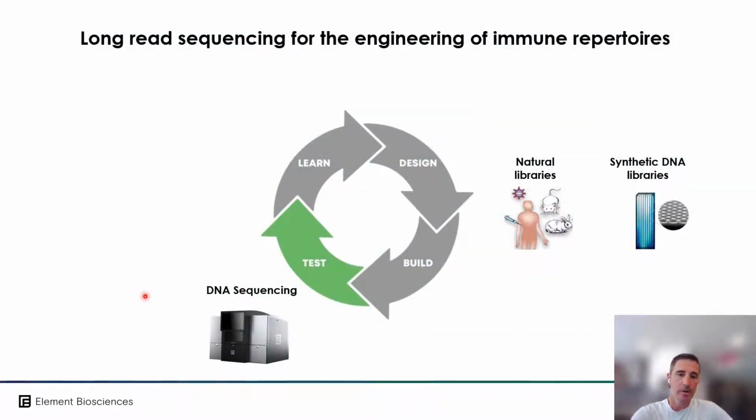First of all, a word or two about the antibody development process. It involves essentially an iterative cycle of designing and building immune repertoire libraries based on either naturally occurring immune repertoires from animals or from humans, or on computational prediction of what productive antibodies are going to be, and those are typically made using completely synthetic DNA libraries encoding antibodies.